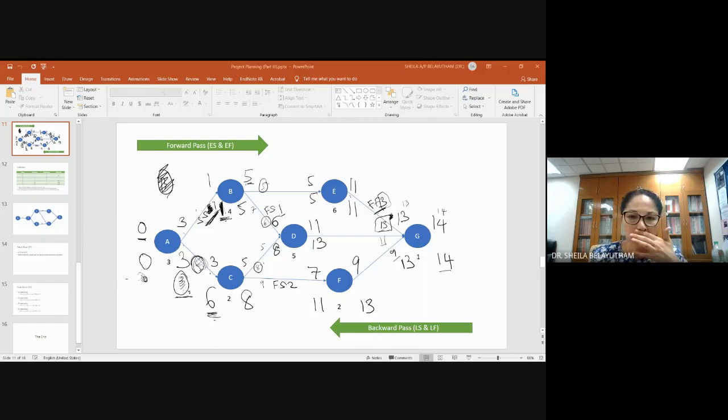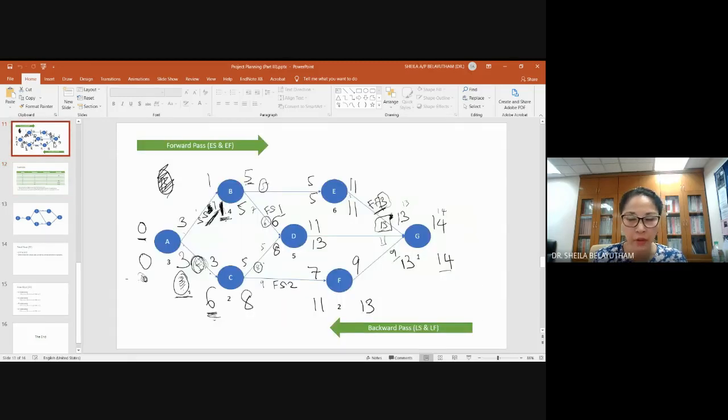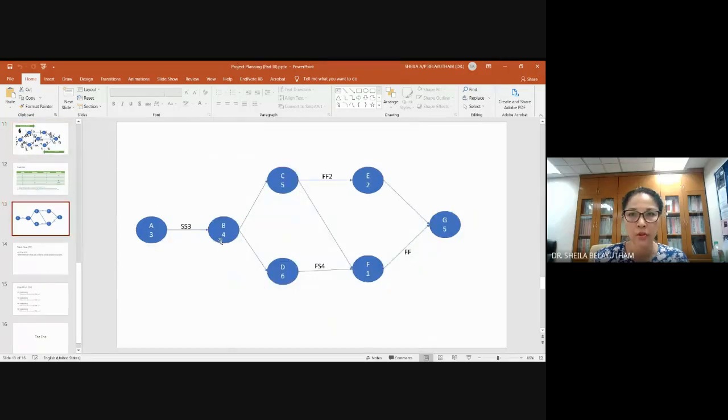All right, so let's move back to what we went through in the last class. I touched on the forward pass and the backward pass. I think we discussed this exercise, but we haven't gone through it. So let's discuss it to clear up the forward and backward pass, and then we'll move on to total float and also free float. Anyone have done this exercise? Do you have an example with you that you can show to the class?